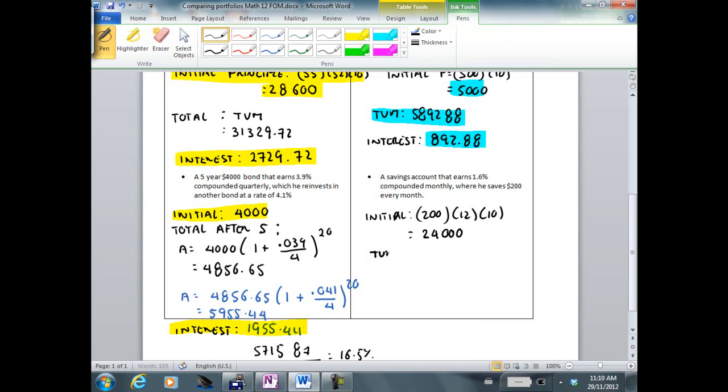Now, I'm using the TVM solver again. Go ahead and use the TVM solver. Why are you using the TVM solver? Because you can put $200 in there. So in your exam, who knows, I can just give you 1 question like this. That's all I need, because it tests you and everything.